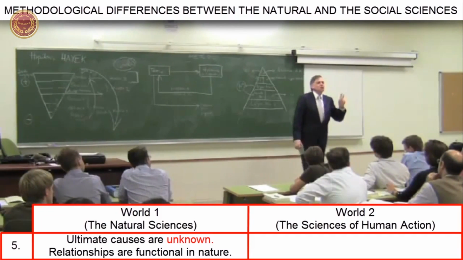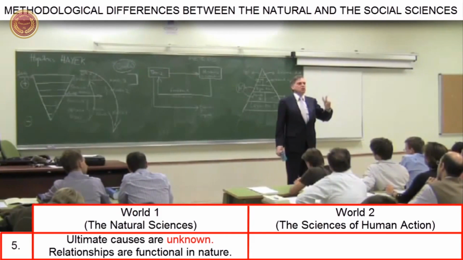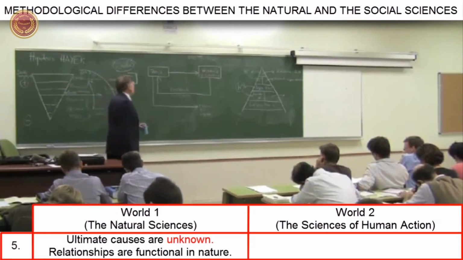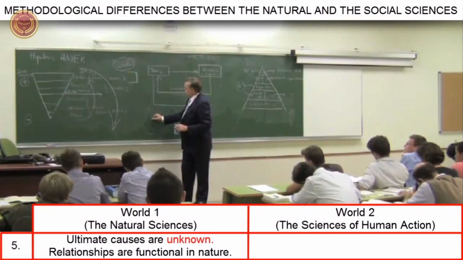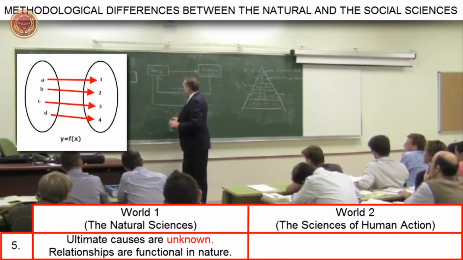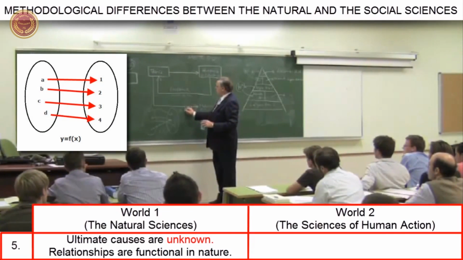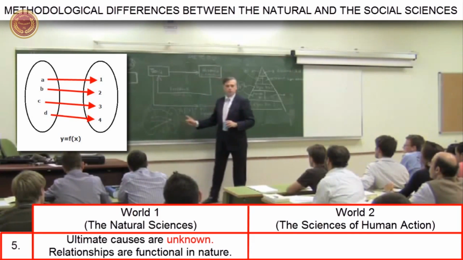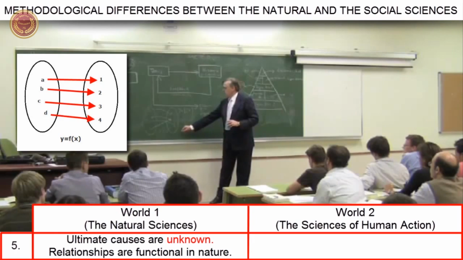That is the essence of the process of advancement in the natural sciences. Since natural scientists don't know the ultimate causes of phenomena, they establish functional relationships between them. What is a function? A function is a correspondence between two sets, the original set and the image set. A one-to-one correspondence. So we say that y is f of x. For each member of the original set, there is a corresponding member of the image set. We could even draw a graph.